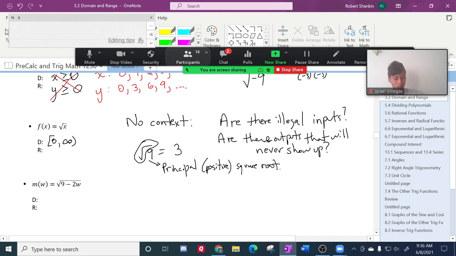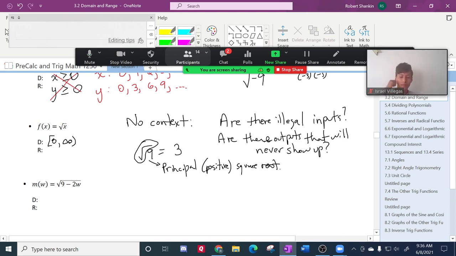We always shortcut that name when we talk about it, and we just say, oh, it's the square root. But its real full name is principal or positive square root. Because there are two square roots of 9, 3 and negative 3. But there's only one principal square root, which is positive 3.